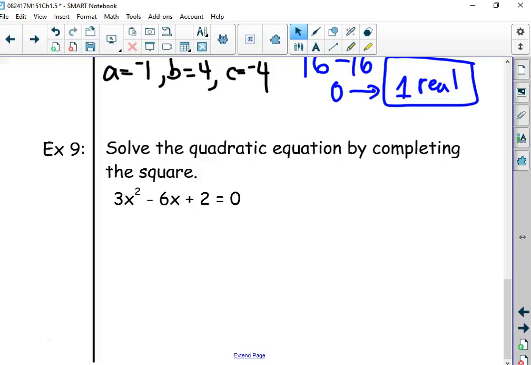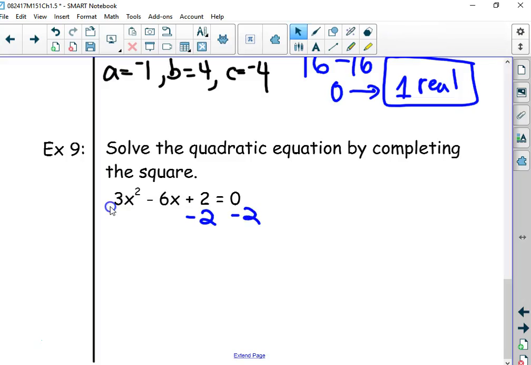But I'm tacking on this example. I didn't think you'd need it, but I was wrong. So I want to show you how to complete the square when the multiplier of x squared is not equal to 1. Basically what we do is we follow the steps for all completing the squares.